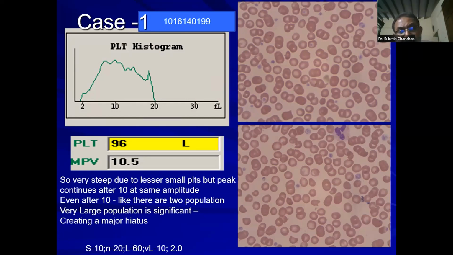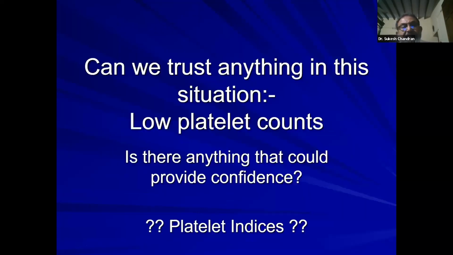When I see a histogram like this, I will look at the smear. And I know that the smear will give me a platelet count of, in this patient, 2 lakhs, not 96,000. So can we trust anything like this in a situation like low platelet count? Is there anything that could provide confidence, like MPV, platelet indices?